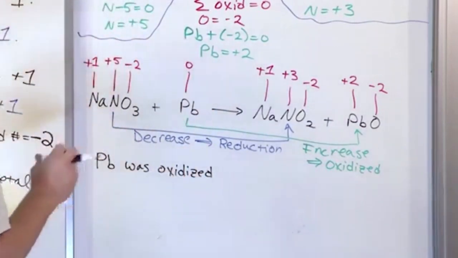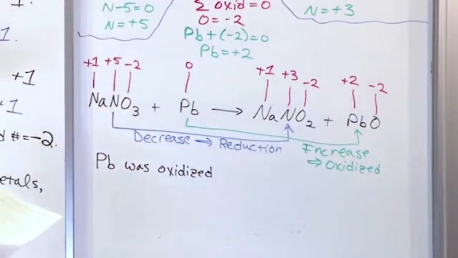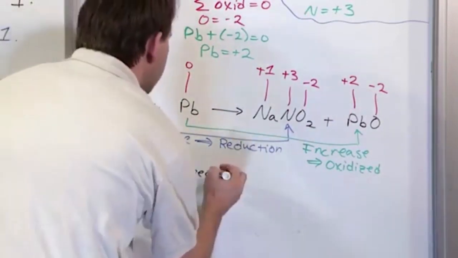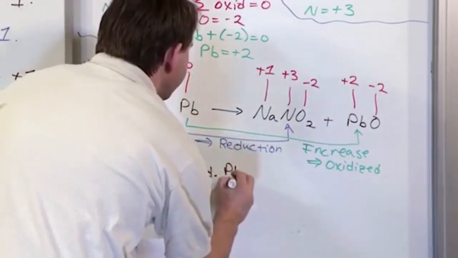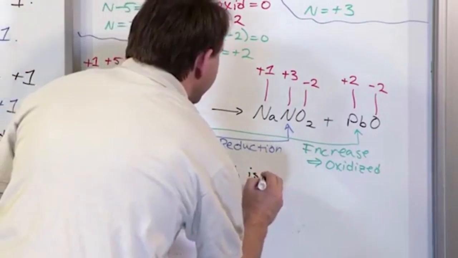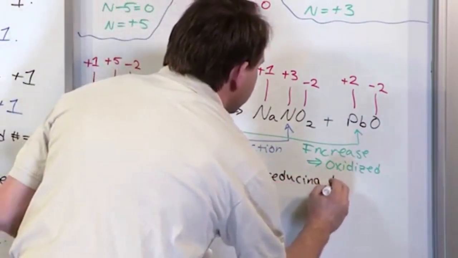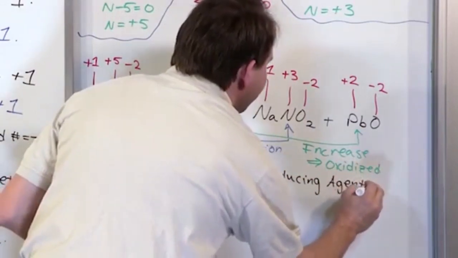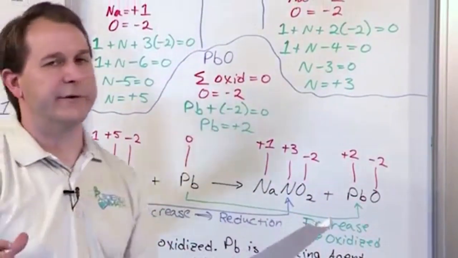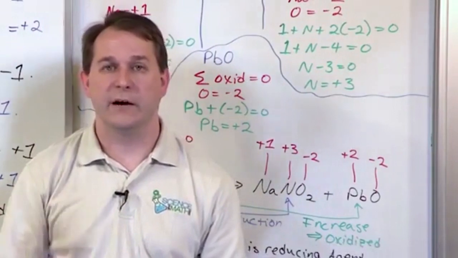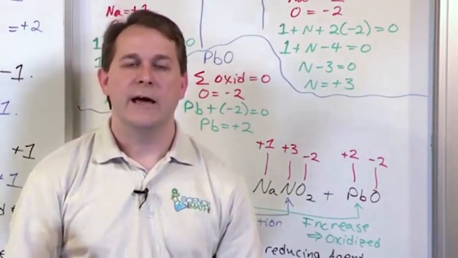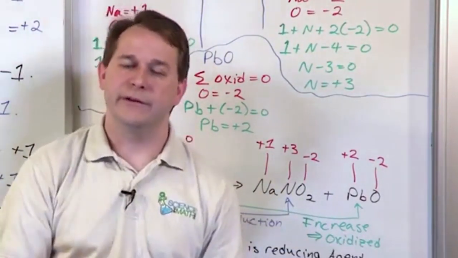Right? Oxidized. And if you remember back to your definition, that means it was losing electrons. Now, when it's oxidized, we can also say that Pb is the reducing agent. A lot of times on tests, they'll give you a reaction and say, use oxidation numbers to find out what was oxidized and what was reduced, and what was the oxidizing agent, what was the reducing agent.